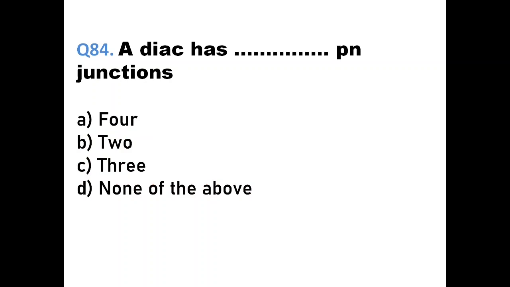Then question number 84, a diac has dash p-n junctions. Now if you go according to the theory of thyristors, the thyristor is a family in which you have diac, triac, SCR, SCS, all these types of components. All these components have four layers, because they have to handle high power, high voltage, high current. So according to the theory of thyristors, a diac should have three p-n junctions. It is a four layer device having three p-n junctions.